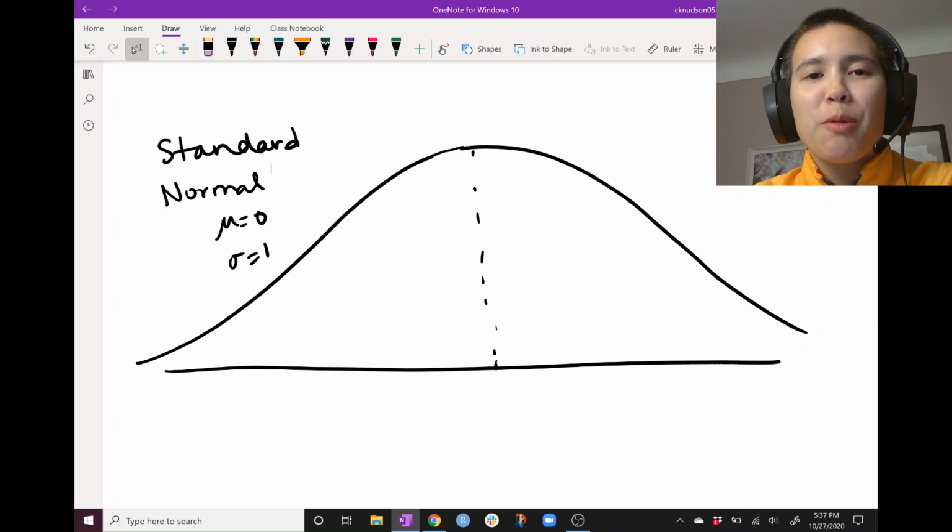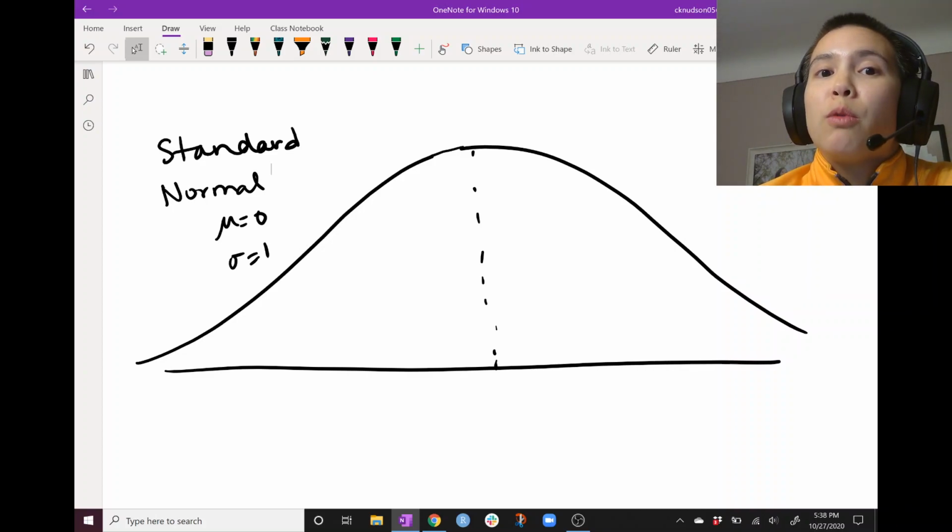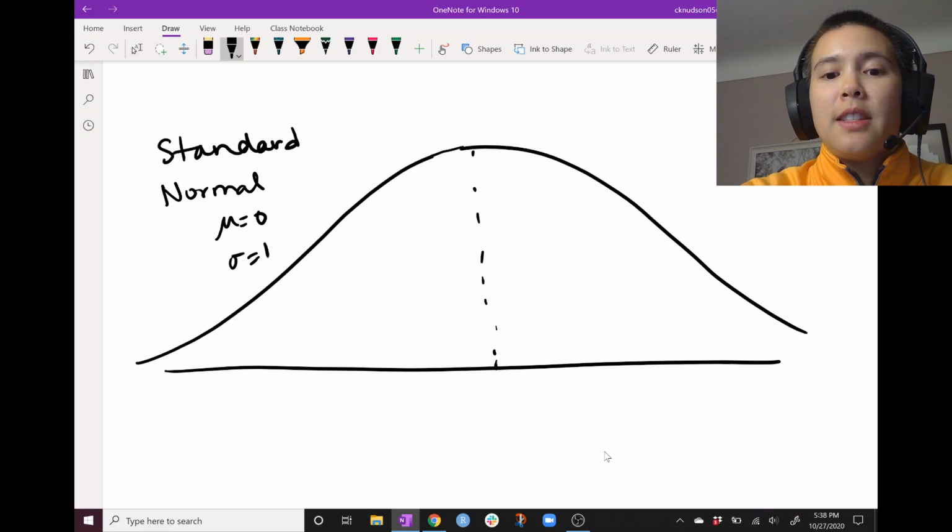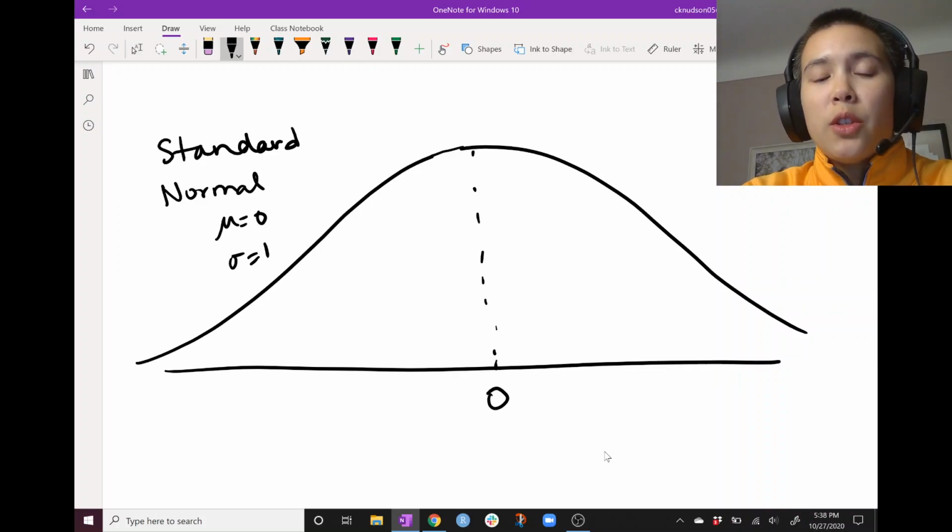In this video, we talk about the standard normal random variable, and also how to calculate probabilities in general for normal random variables. So the standard normal random variable is a pretty special type of normal. It's just a normal random variable that has mu equals 0, meaning it's centered at 0, and standard deviation 1. So what does this mean?